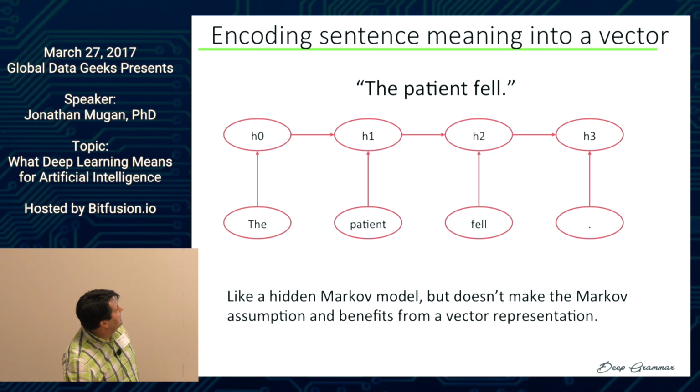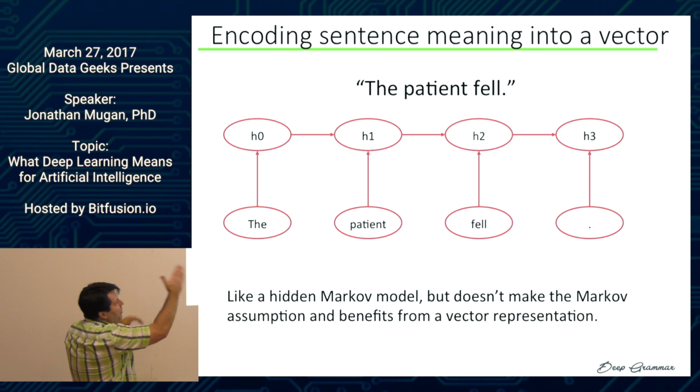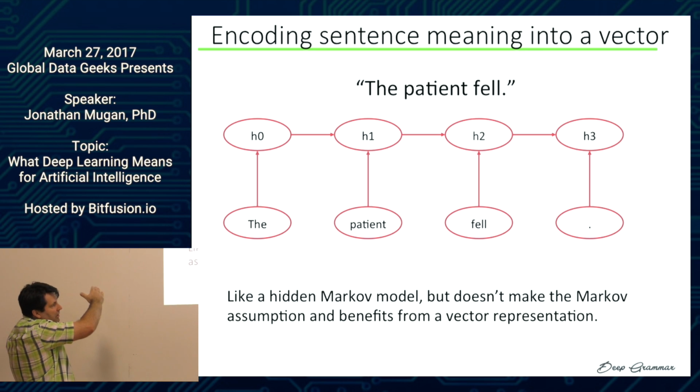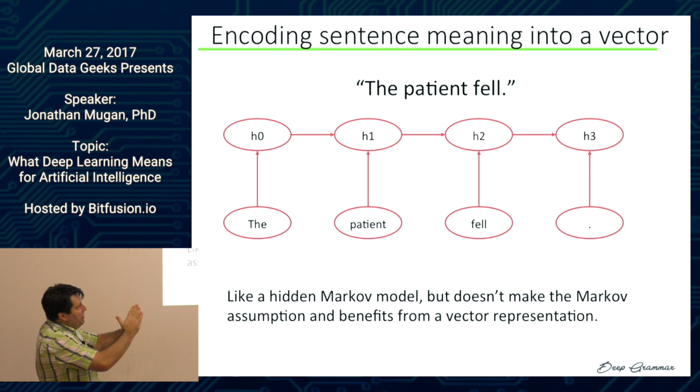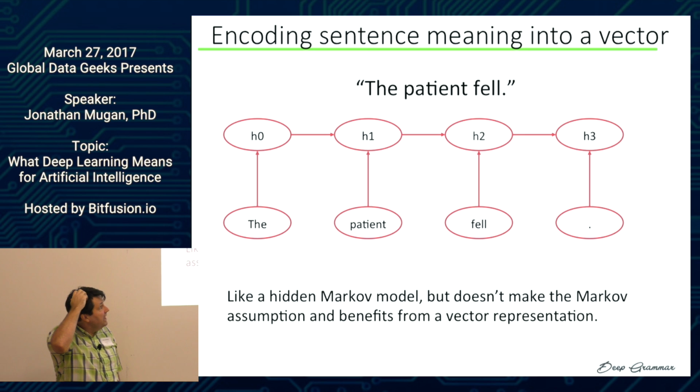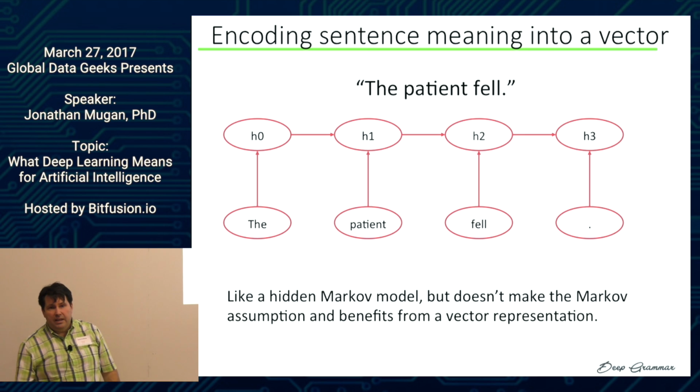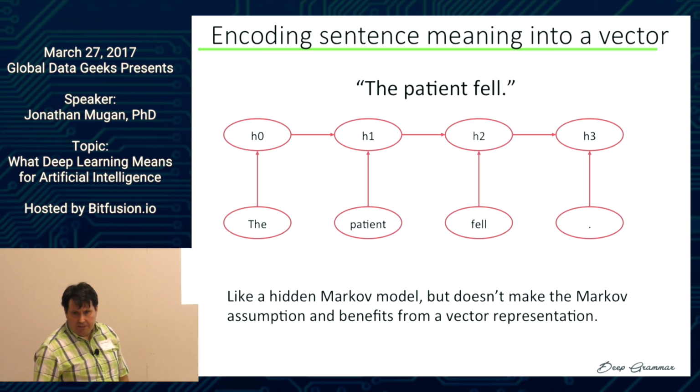And so this RNN is like a hidden Markov model, but it doesn't have to make the Markov assumption. It can go back arbitrarily far. Of course, you have the same length vector, so you can only fit so much information in there. But it benefits from a vector representation. And in fact, we'll even see a way around that limitation of only fitting so much information in.